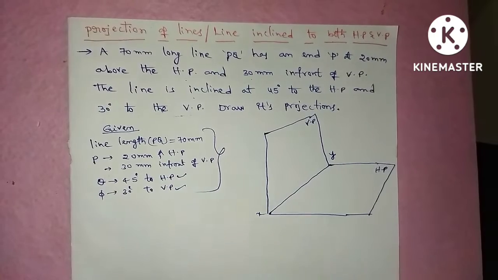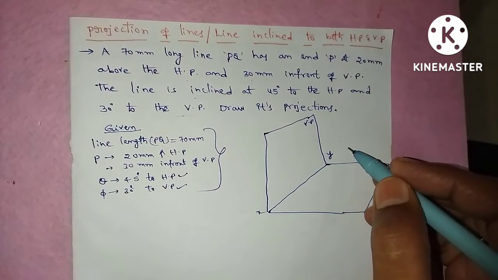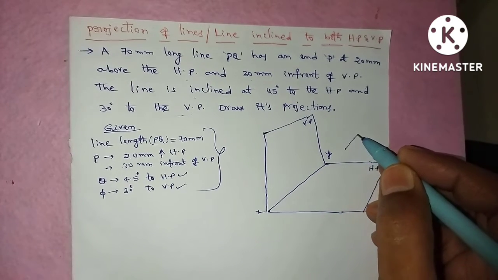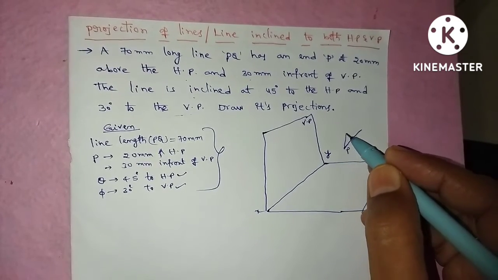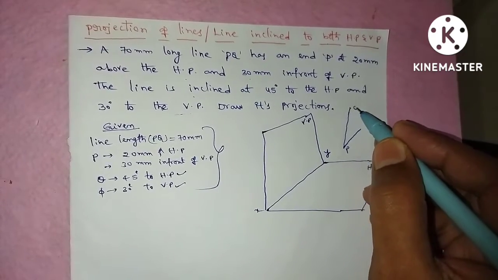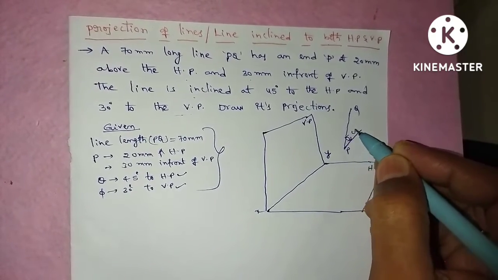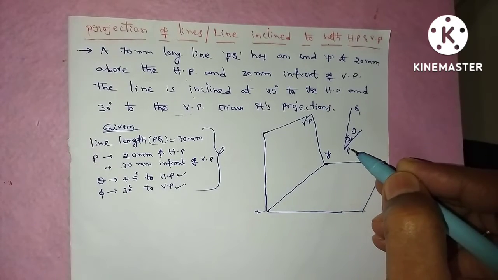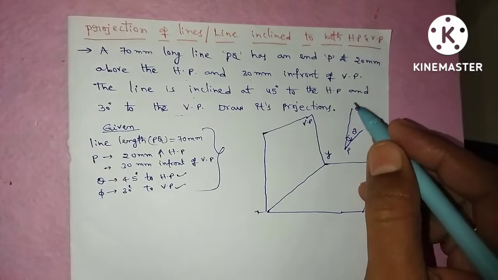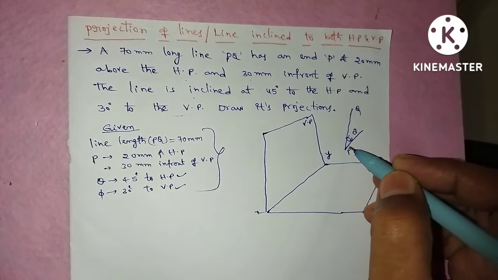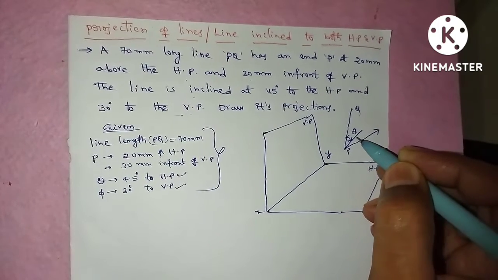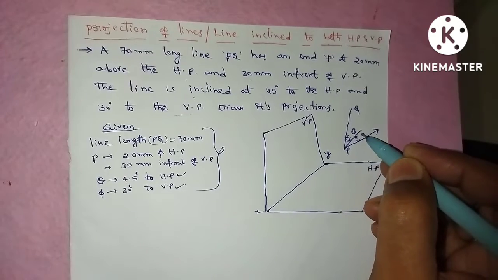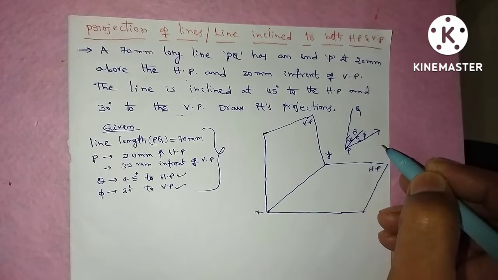So when the line is inclined to both HP and VP, initially one end P is 20 mm above the HP and 30 mm in front of VP. So mark that point, one end. After that go for the inclination. So theta is equal to 45 degrees and phi is equal to 30 degrees. So finally the line is like that. In that situation you have to draw the projection, that is the front view and top view.